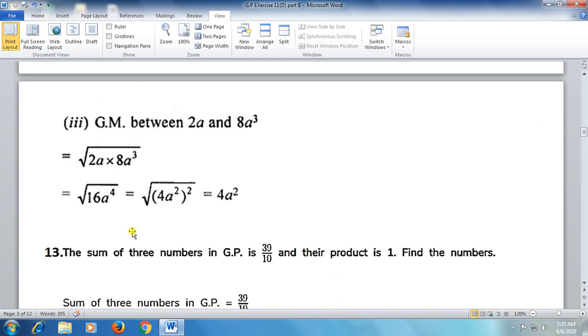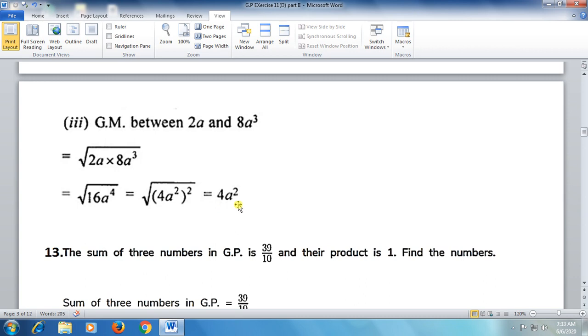Question number 3. It is 2a and 8a cube. Let us consider a as 2a and b as 8a cube. Hence the geometric mean is square root of 2a into 8a cube. 2 8s are 16. a into a cube is a to the power of 4. 16 a to the power of 4 can be expressed as 4a square whole square. Hence the geometric mean is 4a square.